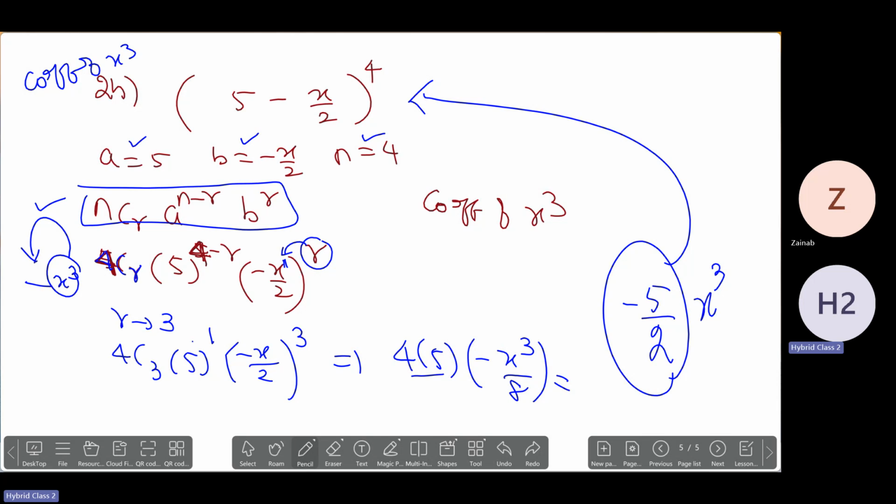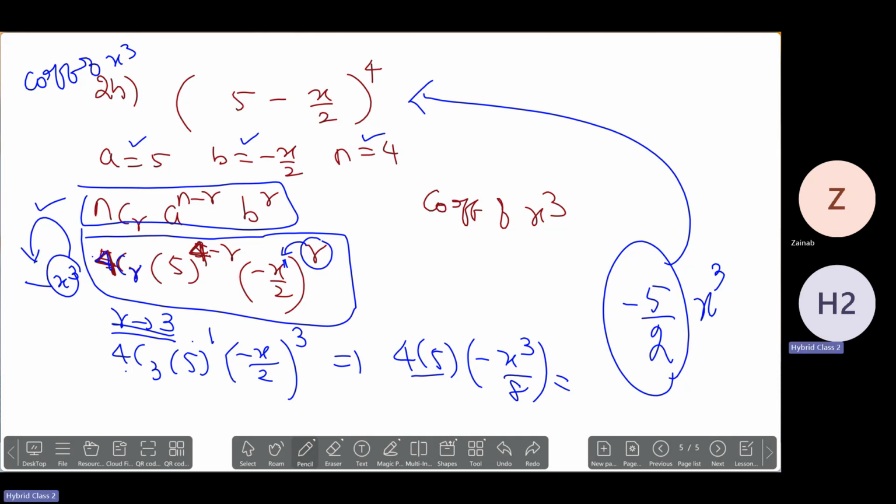So how do we find it directly without expanding? I just substitute everything here. Where x is in the place of B, power R, if R is 3, it will become x cube. So I substitute R as 3. So 4C3, then 5 to the power 4 minus R becomes 4 minus 3, which is 1, minus x by 2 to the power 3. Now I have to simplify. I know x will be cube only because I have taken the R value accordingly. So minus x by 2 whole cube becomes minus x cube by 8.